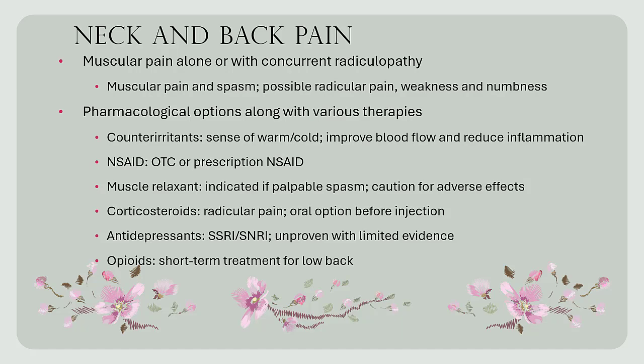Counterirritants, the sense of warm or cold, may help to improve blood flow and reduce inflammation. Over-the-counter NSAIDs or prescription NSAIDs might be helpful. The use of muscle relaxants might be indicated if palpable muscle spasms are felt, but we need to be cautious for adverse effects. The use of corticosteroids might be useful for radicular pain. Antidepressants might be helpful, but they are unproven with limited evidence.